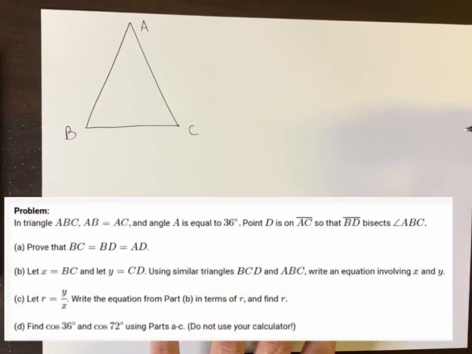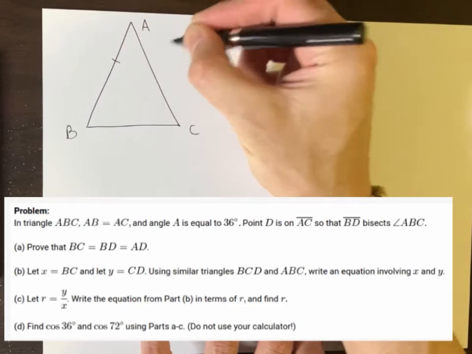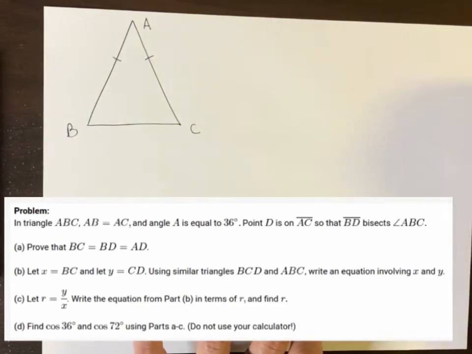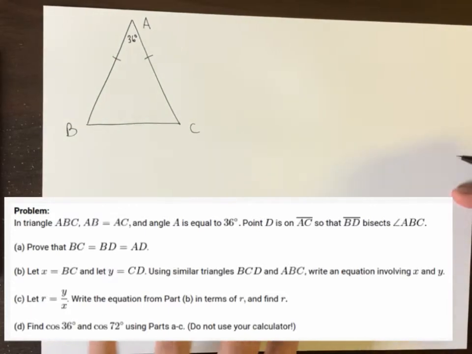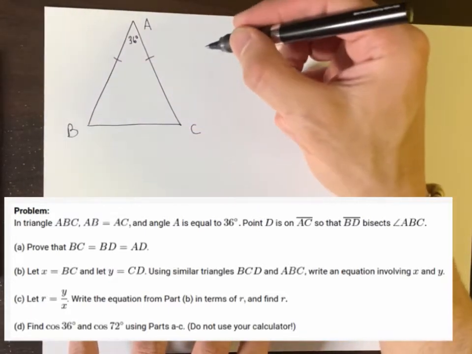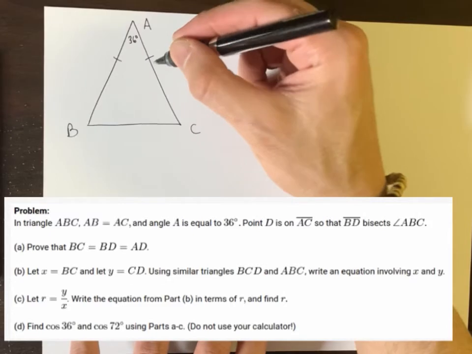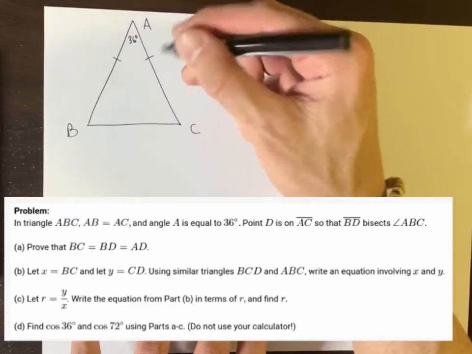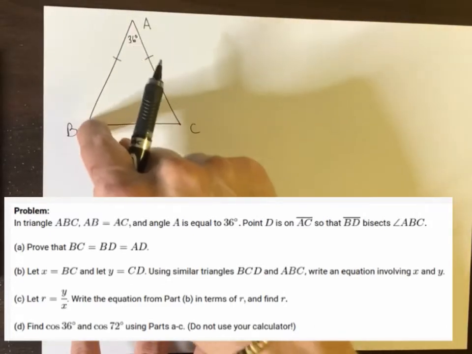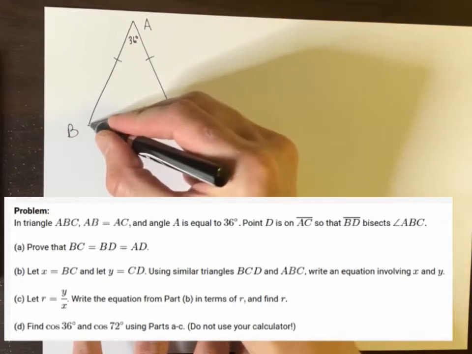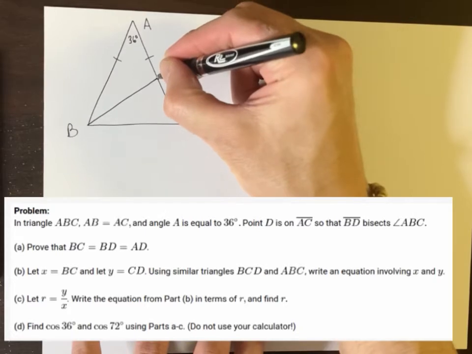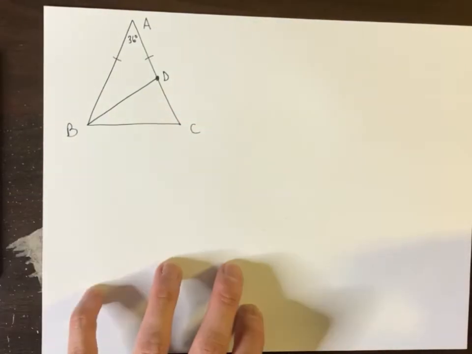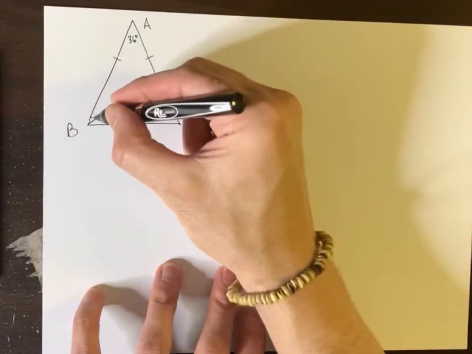So here we have triangle ABC, and they're telling us that AB is congruent to AC, and that angle A is 36 degrees. And they're telling us that point D is on side AC such that BD bisects angle ABC. So this angle is the one getting bisected. We cut this angle in half, and wherever we land, we call that point D. And we know that these are going to be the same.